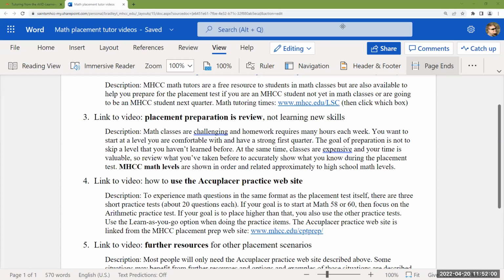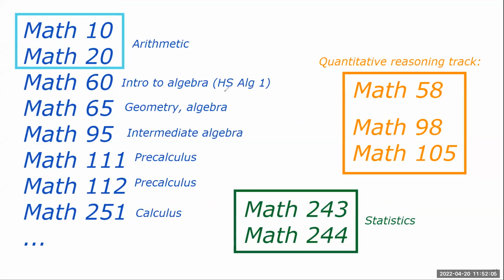So with that, let's look at the math series. This is basically the equivalent to Algebra 1 in high school here. Math 60 is essentially your high school Algebra 1. Geometry is a lot of what we do in 65. It's very similar to your high school geometry, but of course, algebra is going to continue in there too. Intermediate algebra is probably like your Algebra 2. And then when I was in high school, they called this Math 111, 112 stuff, college algebra, trigonometry.